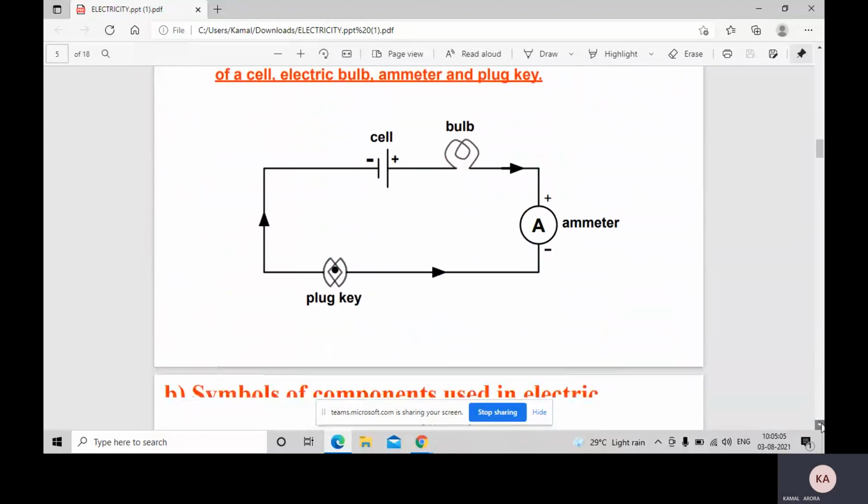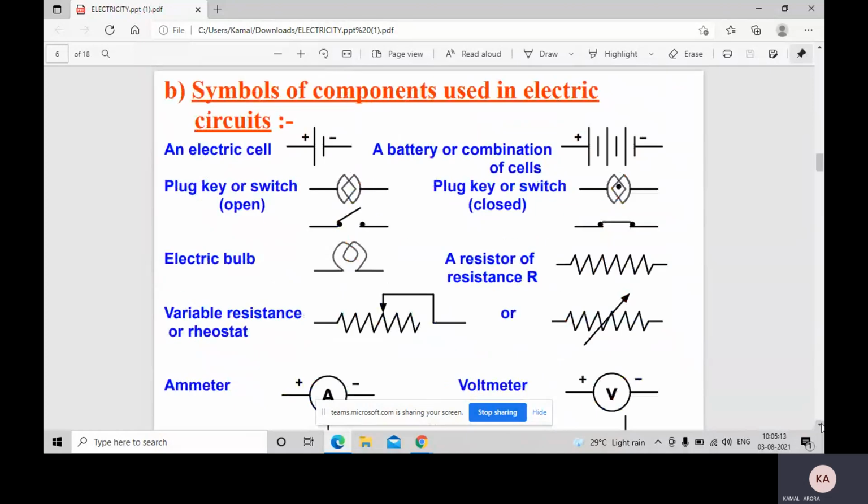What symbols we use in electric circuits are: first, electric cell. As we know, a cell is the source of electric current. The bigger line represents the positive terminal, the smaller line represents the negative terminal. Next, battery. A battery is the combination of two or more cells. Two or more cells को combine करने पे we get a battery.